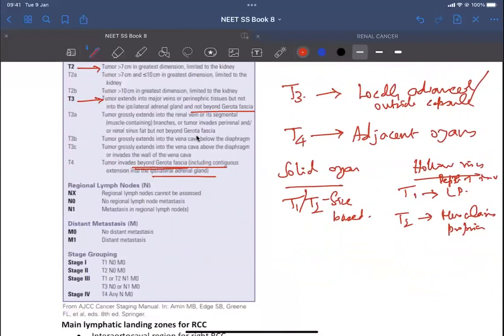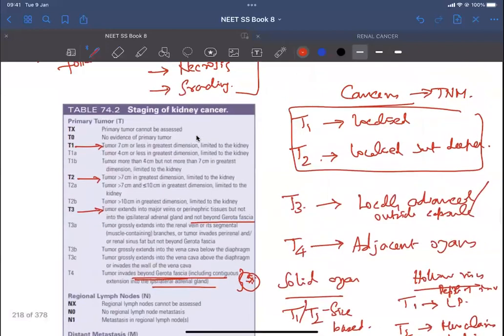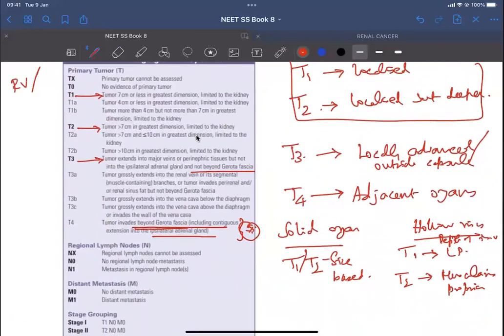The reason why that's the case is because the Gerota's fascia splits and the adrenal gland is outside the layer of Gerota's fascia that covers the kidney. If the tumor spreads there, it is T4. So that is a very important point that you need to remember. And the other thing you need to remember is the renal vein involvement or IVC involvement and what stage that comes up to. I think that is where most of the questions will come from with respect to renal tumors.